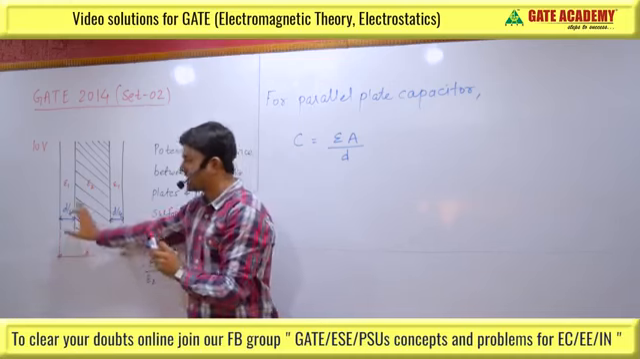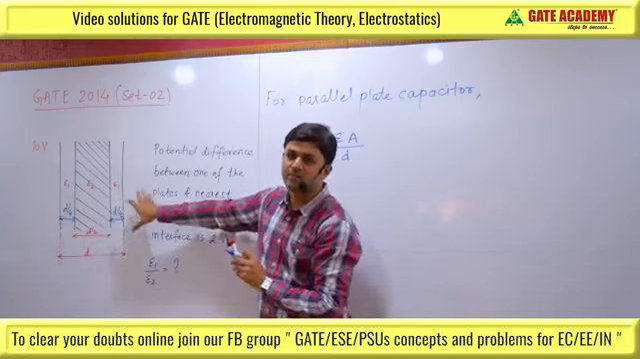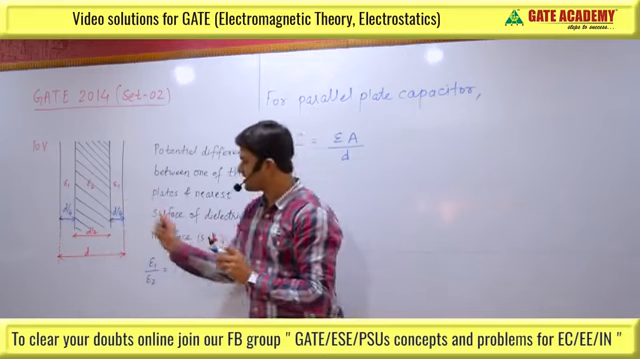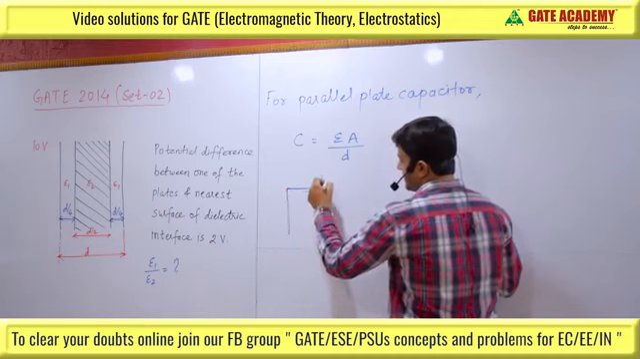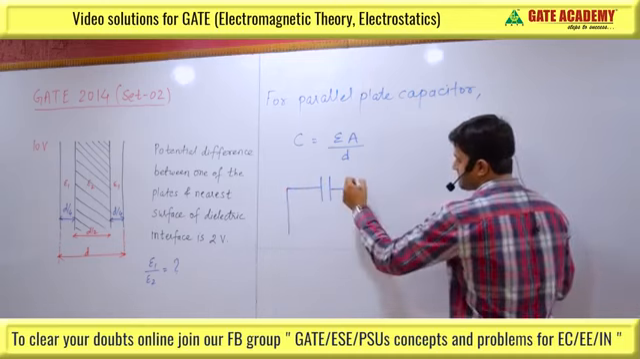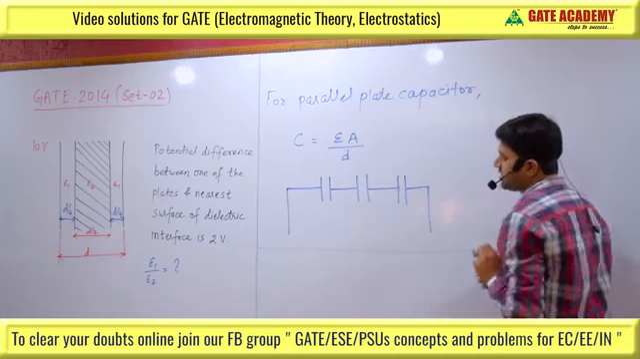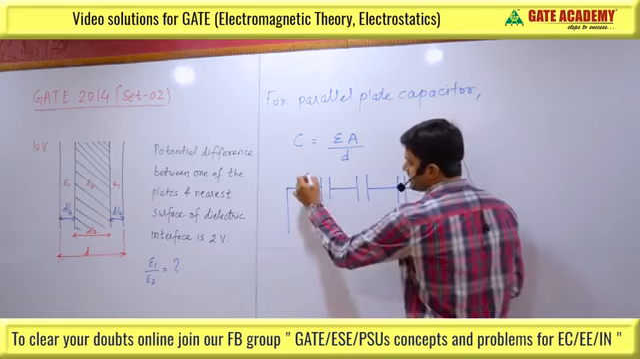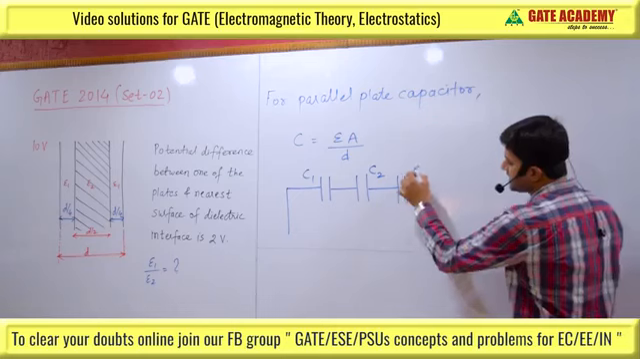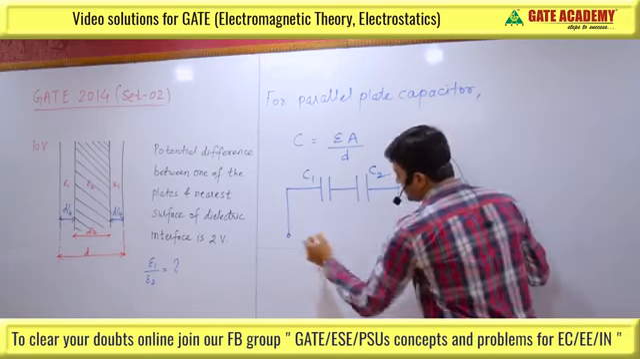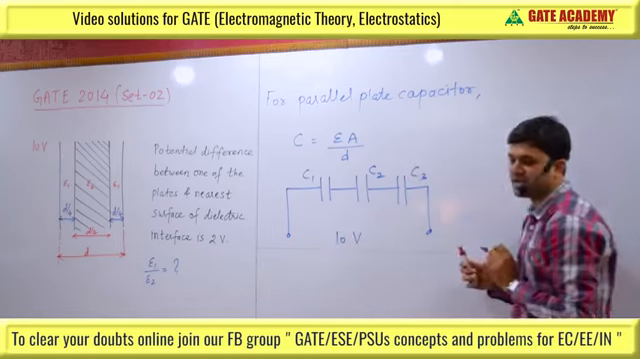So the total gap is divided into 3 regions. Hence, we can consider it as capacitances connected in series. So if we draw the equivalent diagram, this is capacitance C1, capacitance C2 and capacitance C3, and the total voltage applied across this plate is 10 volt.